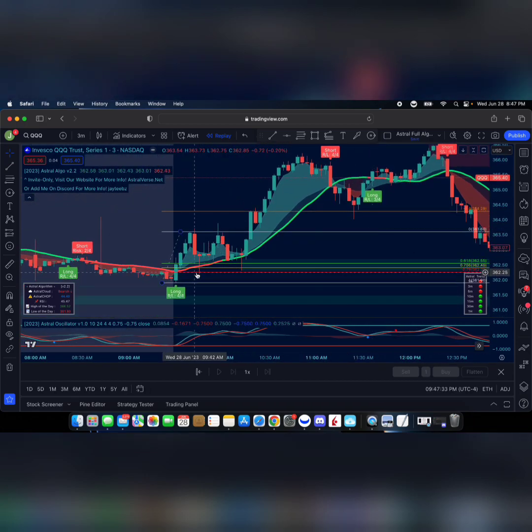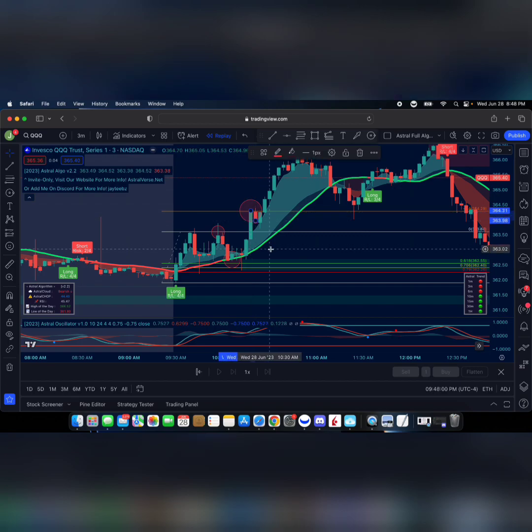So right here, you buy, wait till it hits the white line, boom, right there. Take profit right here. If you want, let it hit down at the bottom, or Astral MA, right here. Take calls again. Boom, right here. Hit that orange line. It always hits my orange line every time. I'm telling you.